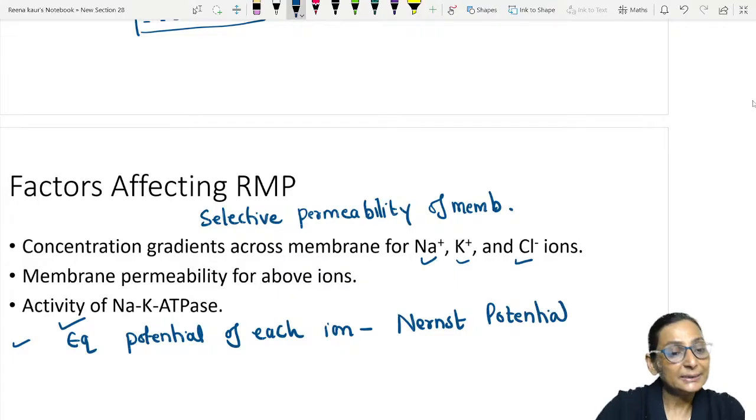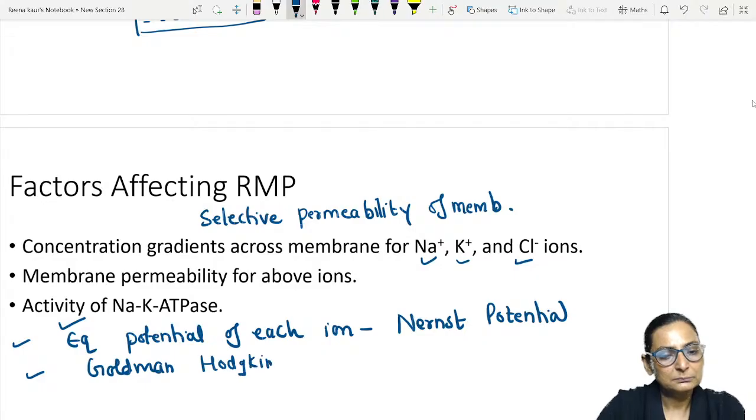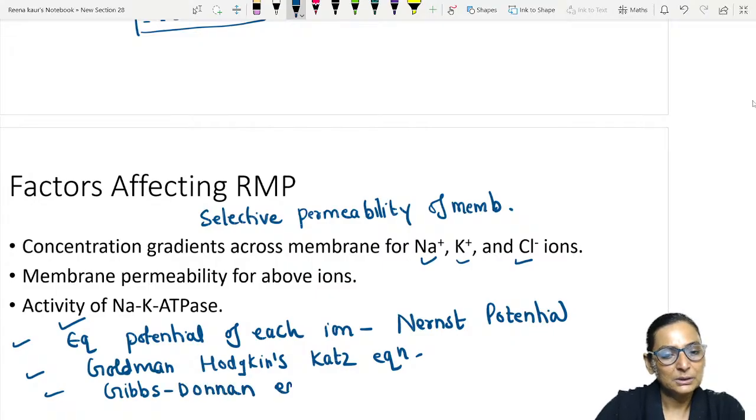Nernst potential. Then in the case of a membrane, there is no single ion, is there? We speak of multiple ions, especially sodium, potassium and chloride. So this is going to be expressed by the Goldman-Hodgkin-Katz equation. And there is the role of the Gibbs-Donnan membrane or Gibbs-Donnan equilibrium. Gibbs-Donnan equilibrium.